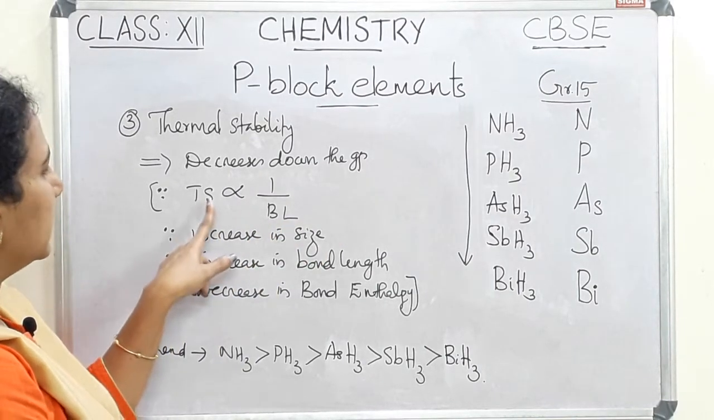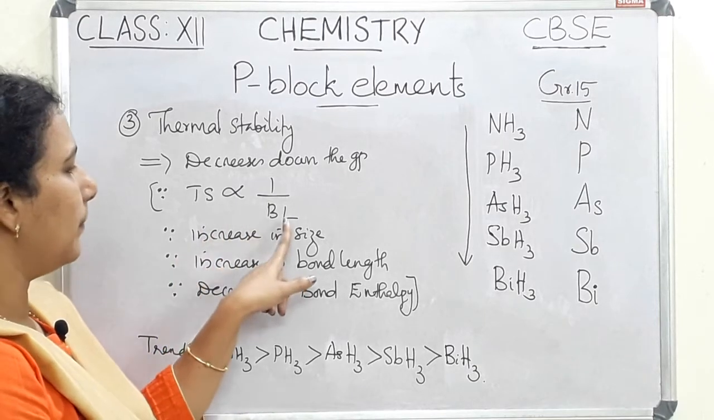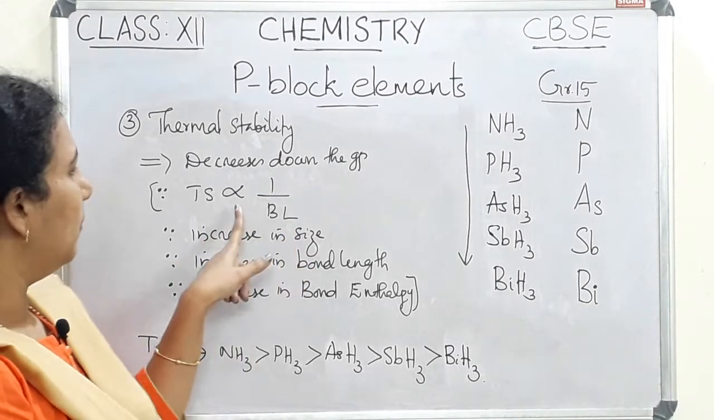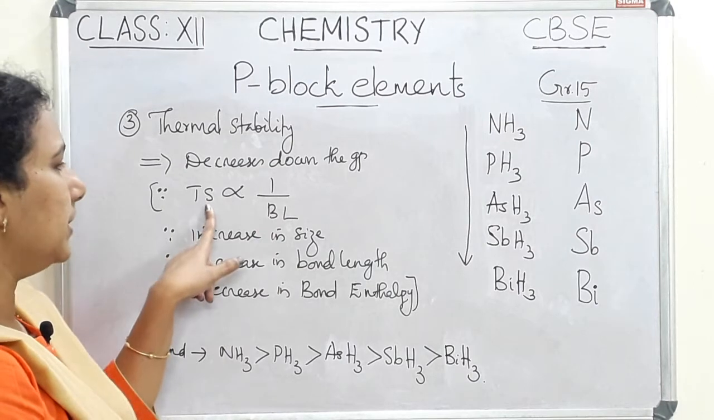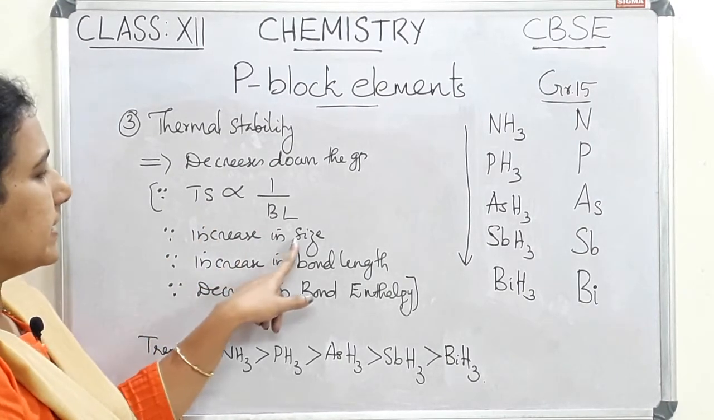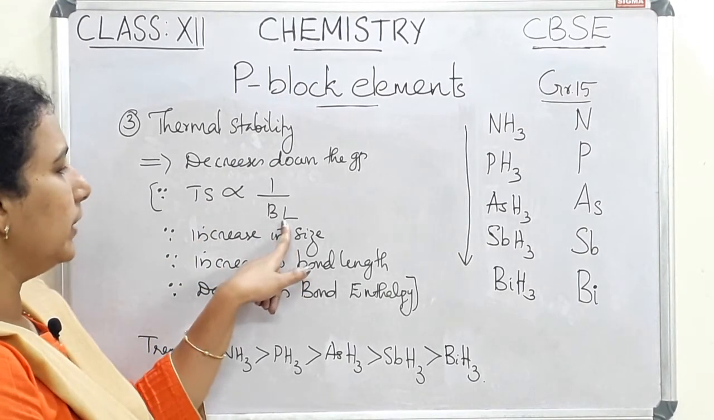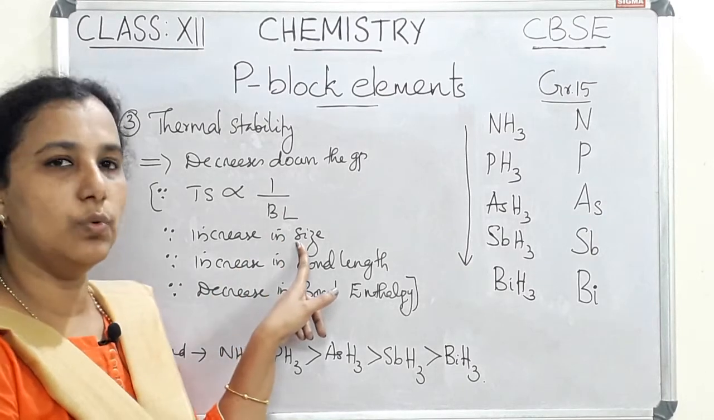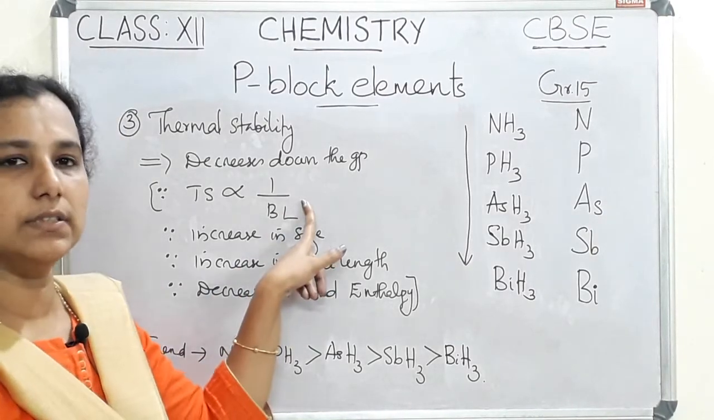First one is thermal stability is inversely proportional to bond length. If bond length increases, thermal stability decreases. So with increase in size, bond length increases, because size increases. If size increases, bond length increases.